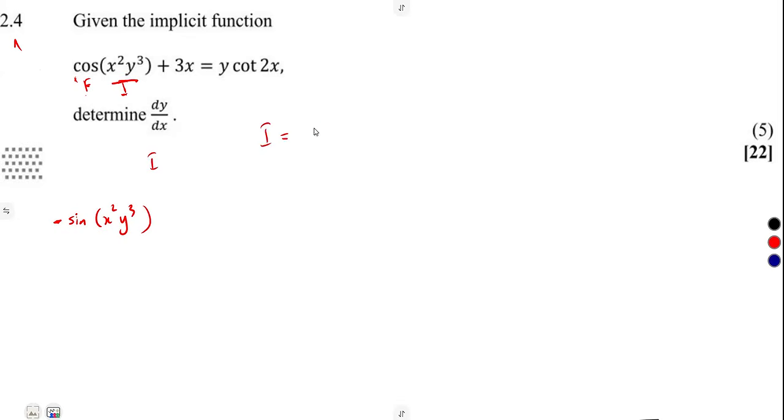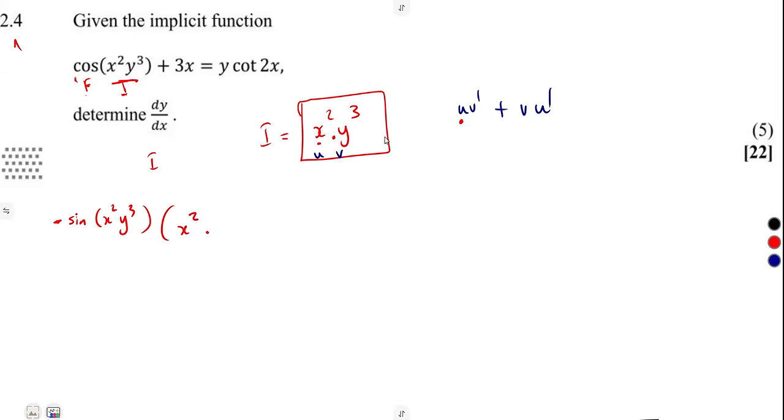Our inner expression is x squared y cubed. That's a product, so in differentiating the inner expression we are dealing with a product. Remember your product rule. You're going to apply the product rule. u is x squared, so that's x squared times the derivative of v, which is 3y squared. You drop the power, subtract 1.